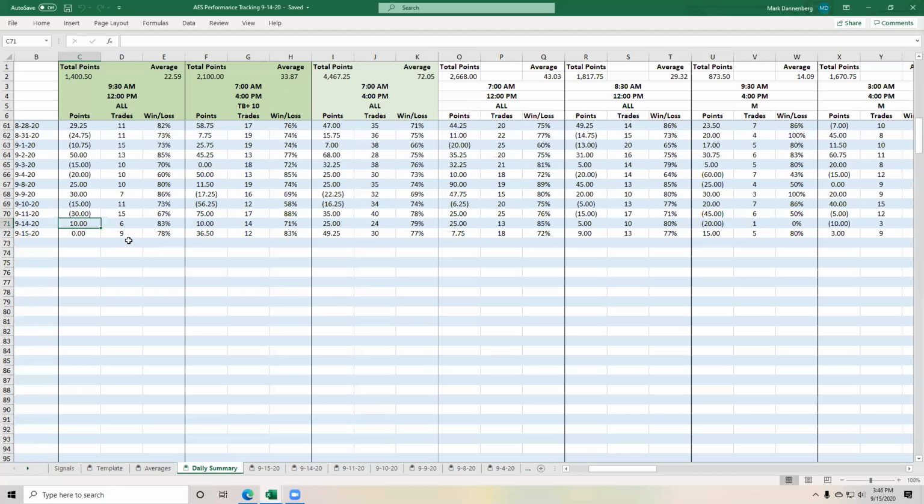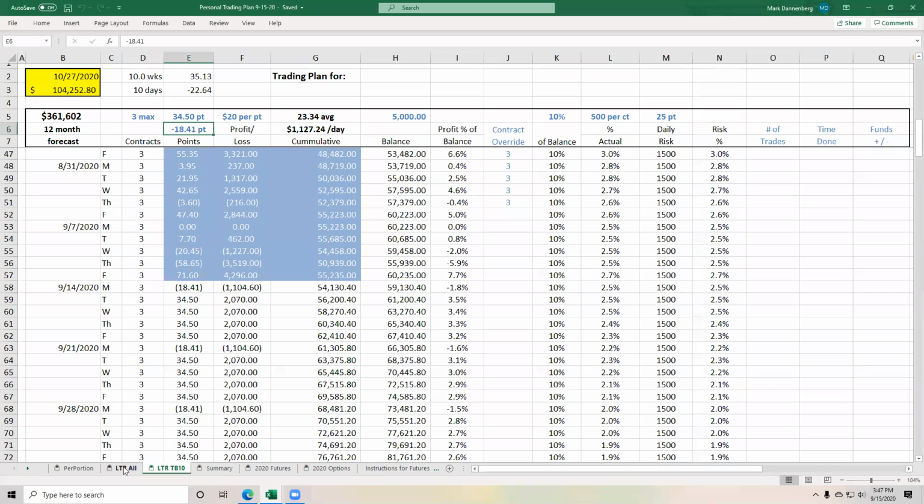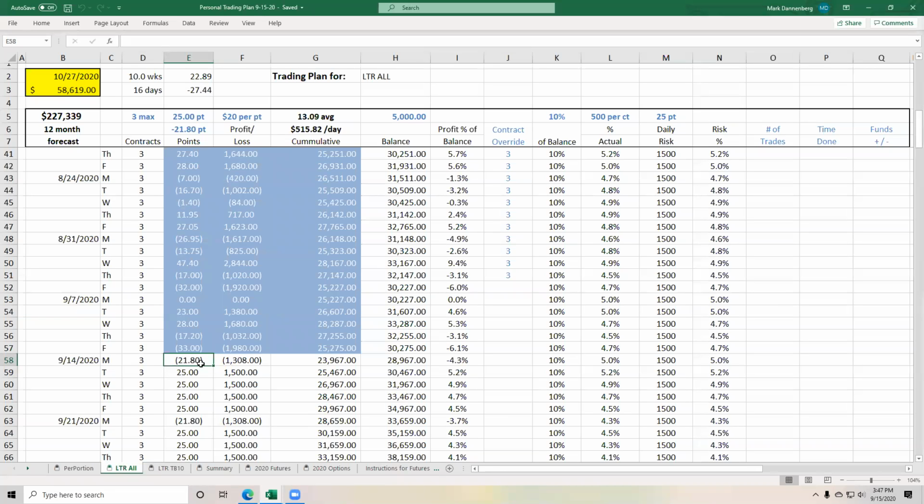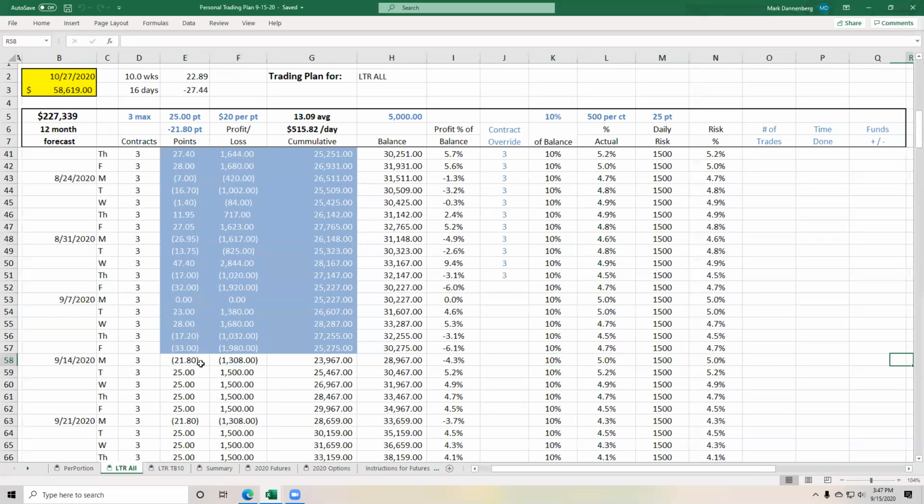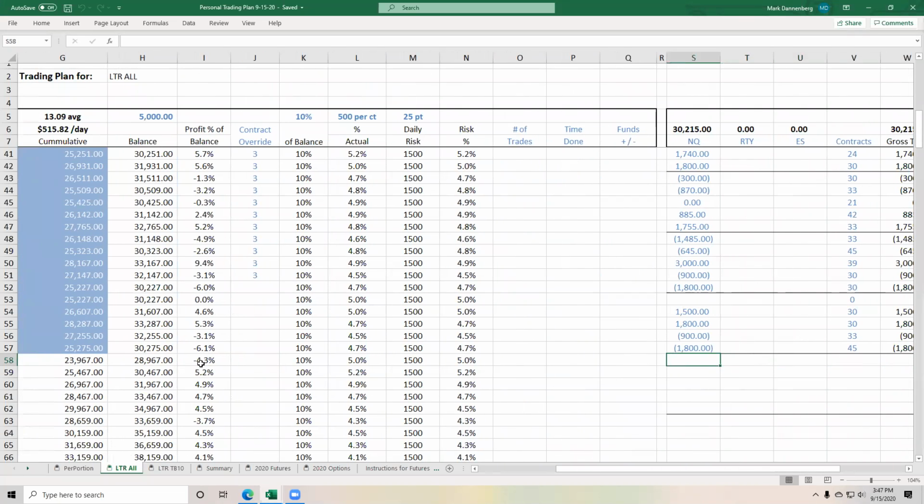to 4 p.m. So yesterday we did 10 points, which is $20 a point, 9:30 to noon, and actually we did 10 points in the 7 to 4 trend bias only. So I'm going to be looking at this, and I'm going to plug those numbers into our trading plan. So we're going to start with the 9:30 to noon category. We did 10 points yesterday. 10 points times $20 a point is $200, and our trading plan has now prompted us to be trading 3 contracts. So we made $600 yesterday.